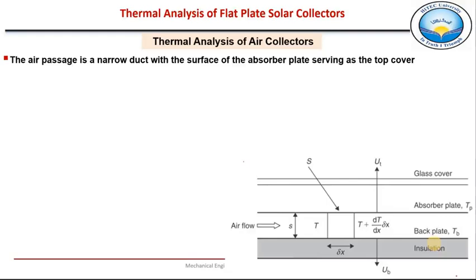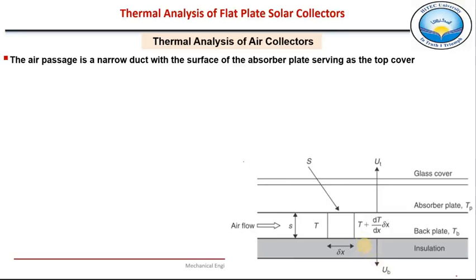So between these two plates the air is flowing, and behind this back plate there is insulation to prevent heat loss from the back of that plate, because we would like the maximum heat to be transferred from this absorber plate to the air, and the minimum to be transferred from the back side.